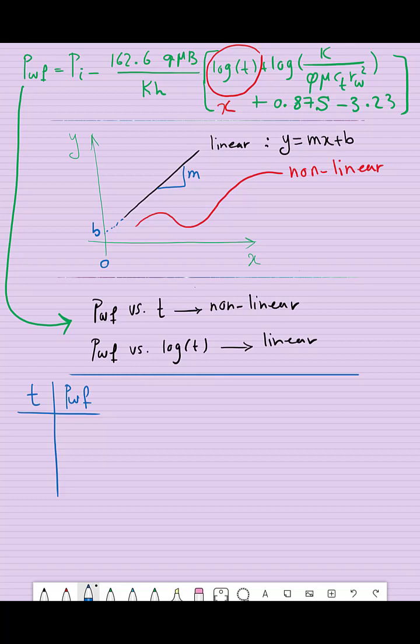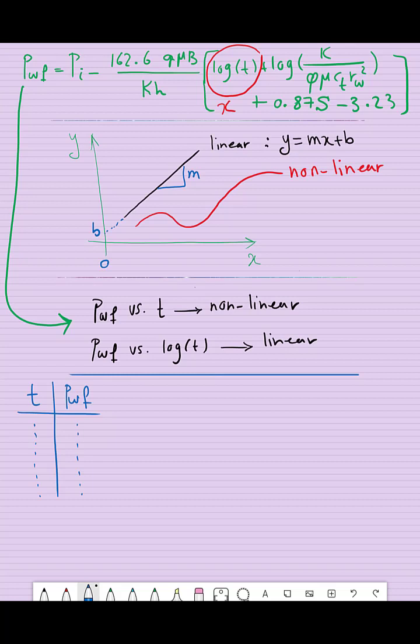wellbore radius, viscosity of the oil, etc. So you get this data. Okay, you get this data, and if this data fits this equation, if I actually have transient flow, I'm gonna expect to see a linear curve when I plot PWF versus log of T.